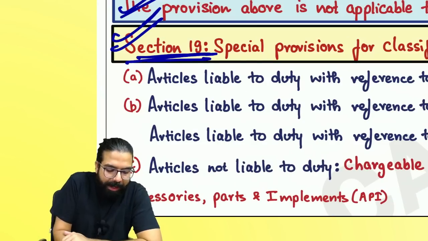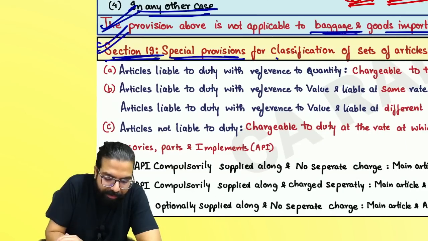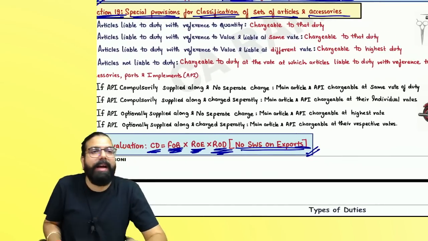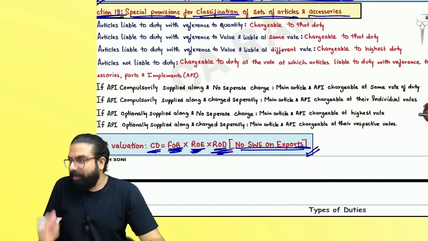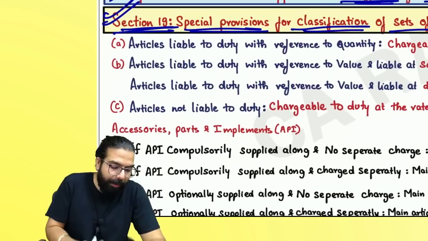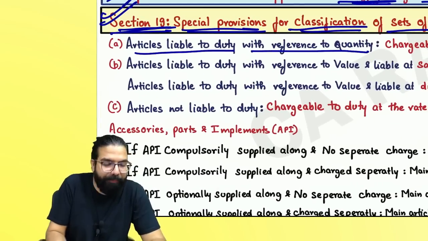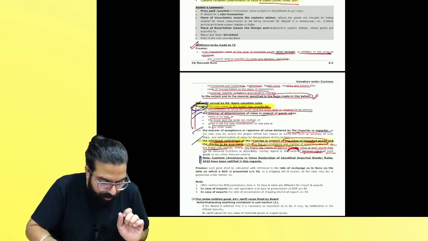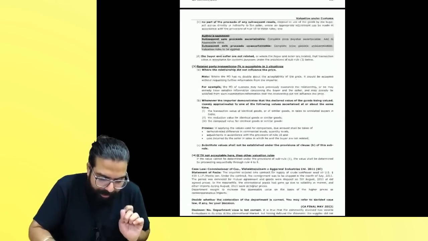Now we have section number 19 over here, special provision for classification of set of articles or accessories. Remember one thing, if articles are imported in a set and there is a single price given for the set of articles, then remember one thing, articles liable to duty with reference to quantity. I want to show it from the textbook. Just a second everyone, I'll show you from the textbook so that you can remember the example also.